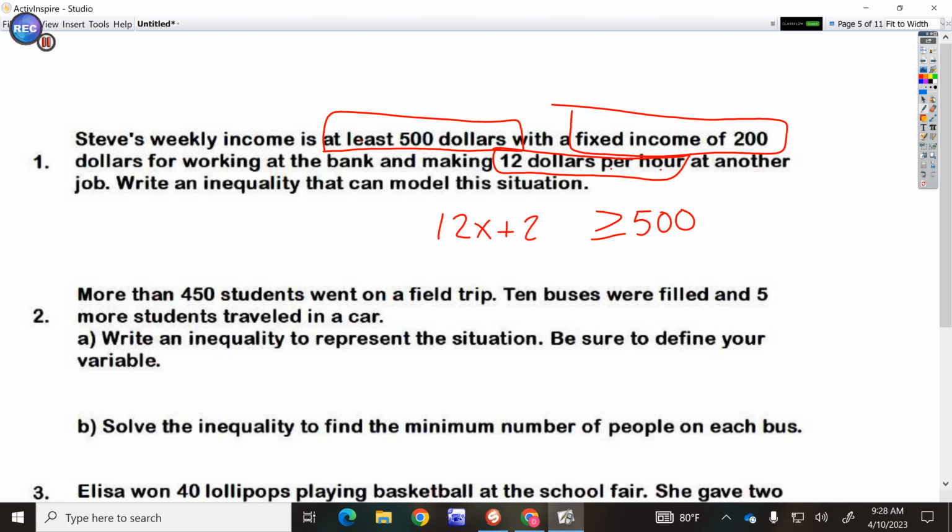12x plus the 200. How come it's plus 200? Because he's getting paid those 200. Are you with me? What if you were buying materials? Now it's a minus 200. So far, so good? That's it, because on that question, you get points just for writing the inequality. You don't even have to solve it. Are you with me?